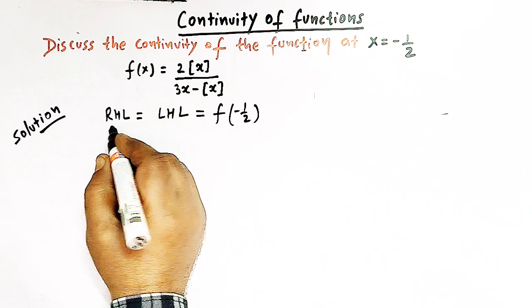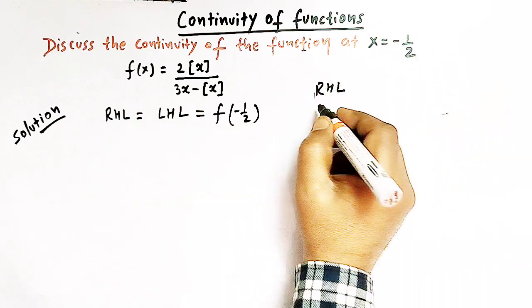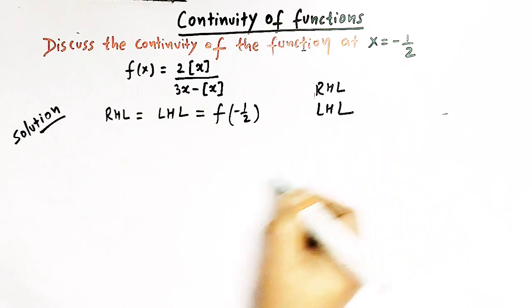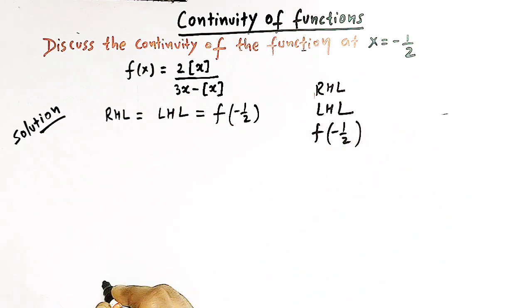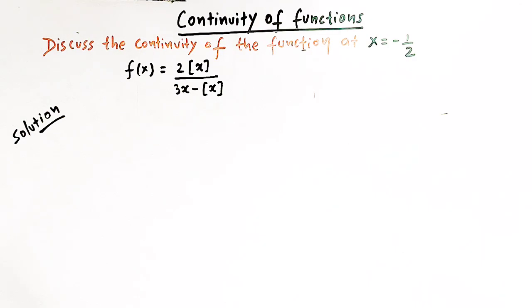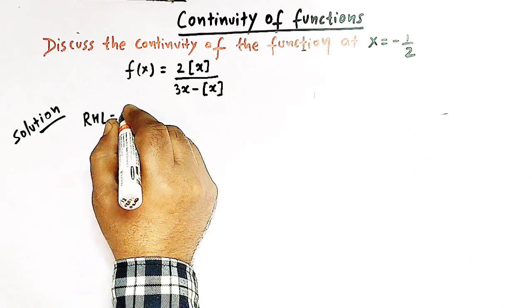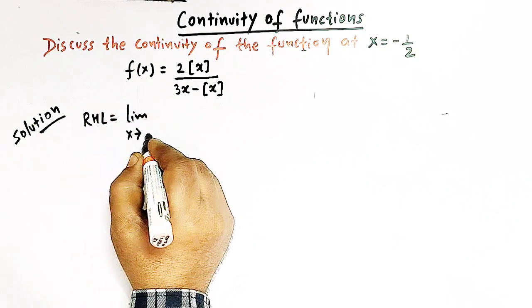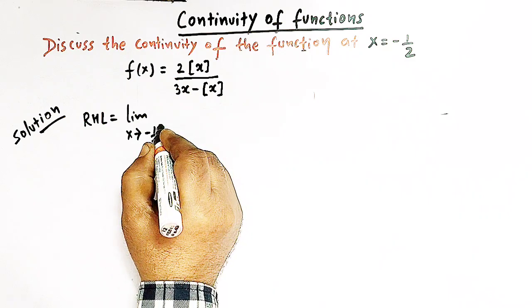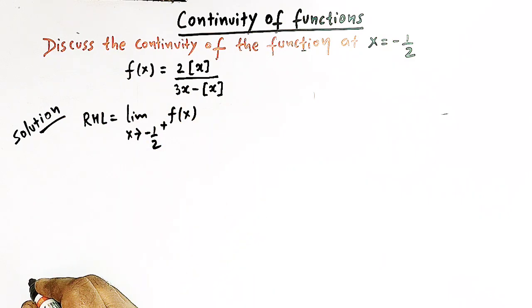So we'll first find the right hand limit at this point, then we'll find the left hand limit, and then we'll calculate the value of f of minus half. So let us start. The right hand limit is given by this notation, limit x tends to minus half, with a positive sign, and here we have f of x, right?